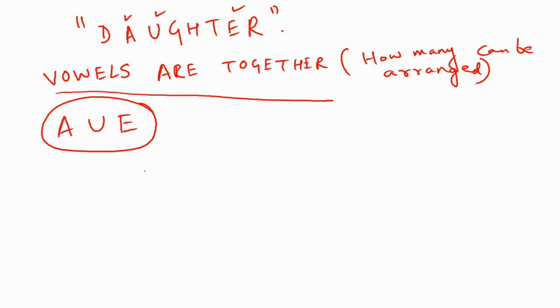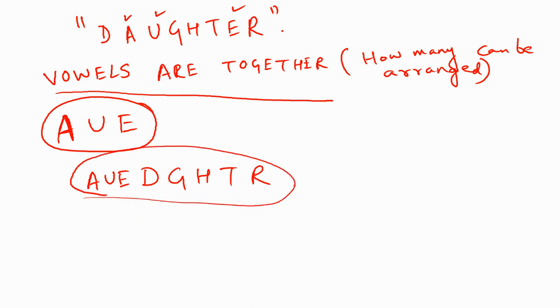Okay. So let's consider A, U, E as one unit. So if we consider AUE as one unit, we have AUE and the rest of the letters D, G, H, T, R. Now, how many ways can we arrange this? Considering AUE as one unit, that means it will always be together. AUE will always club together, stick to each other.